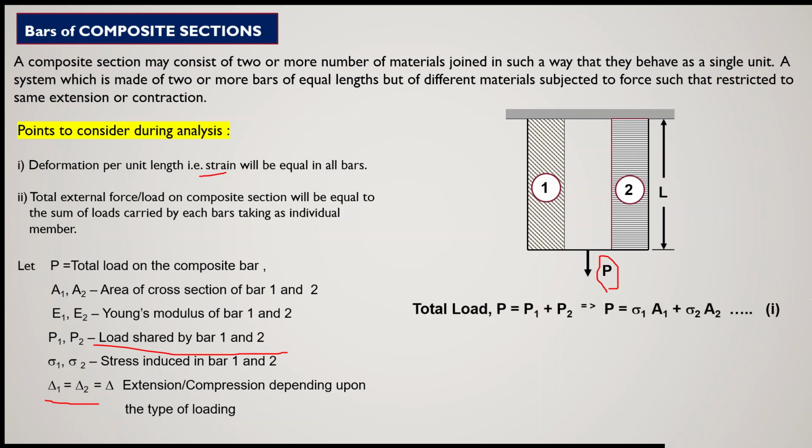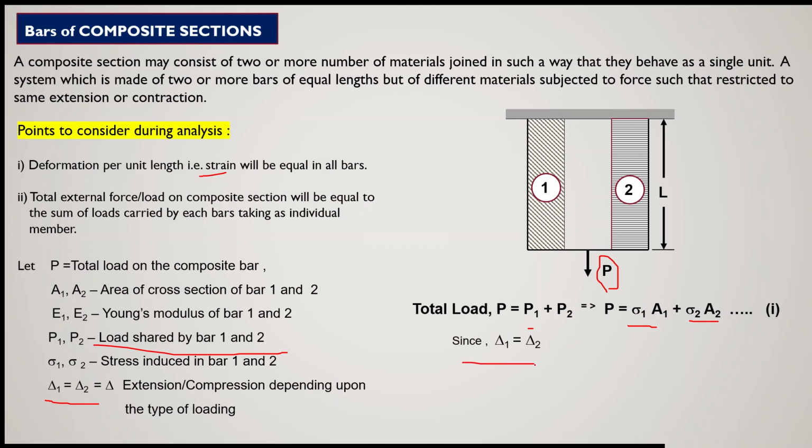So we can use this formula, that means total load P is equal to P1 plus P2. As we know that load is equal to stress into area. So if sigma 1 is the stress in member 1, then sigma 1 into A1 will be the load carried by member 1, that is P1, and P2 will be given by sigma 2 A2. So the sum of P1 and P2 will be equal to P.